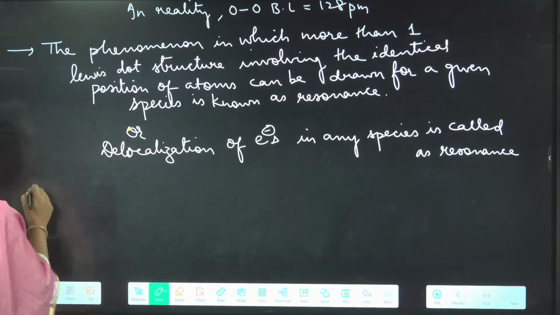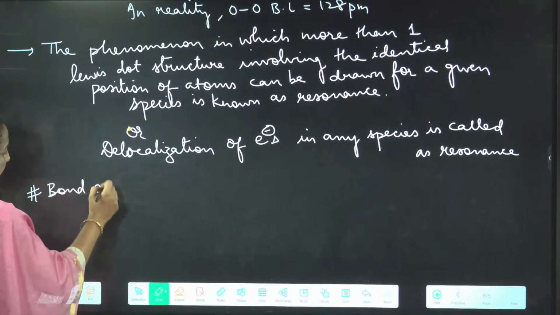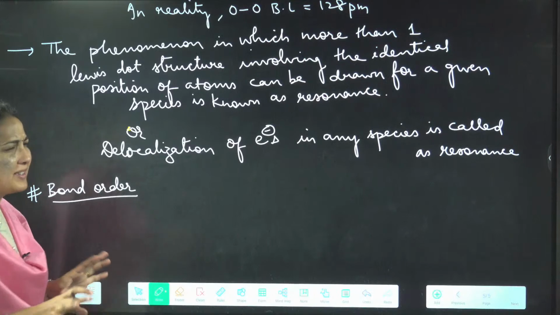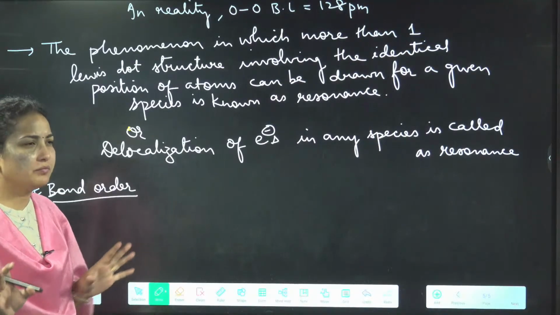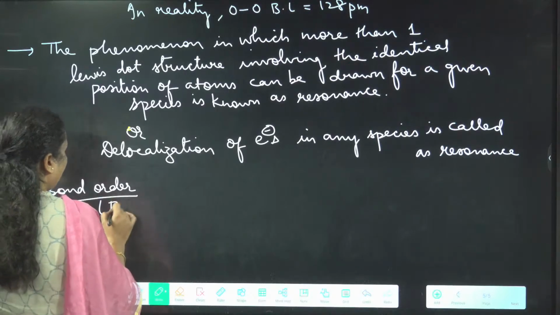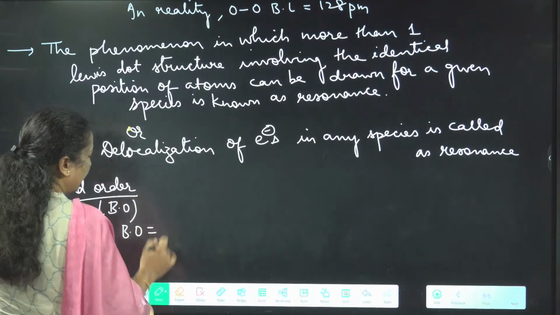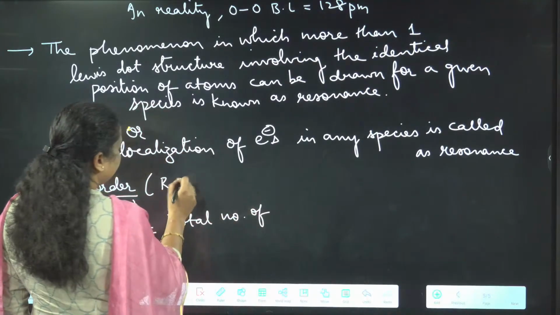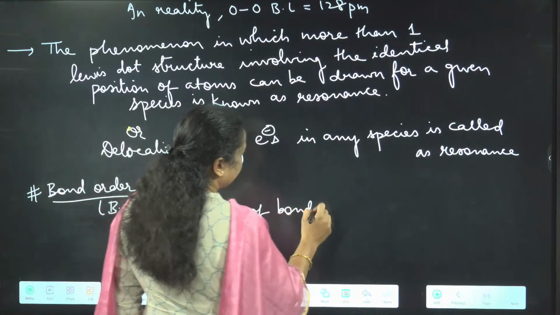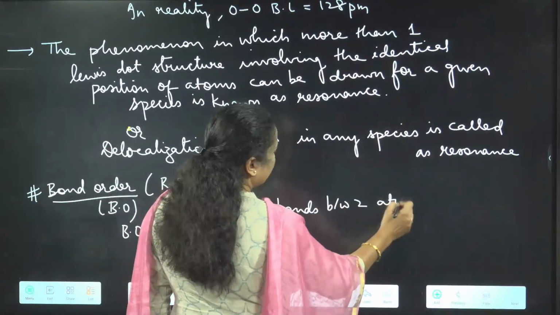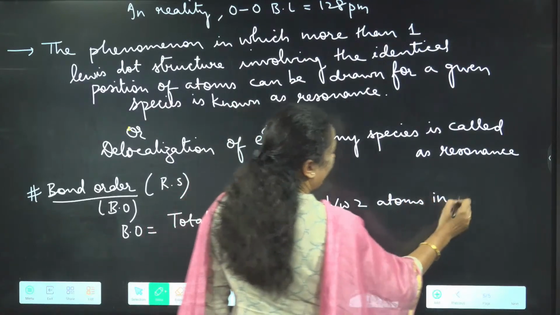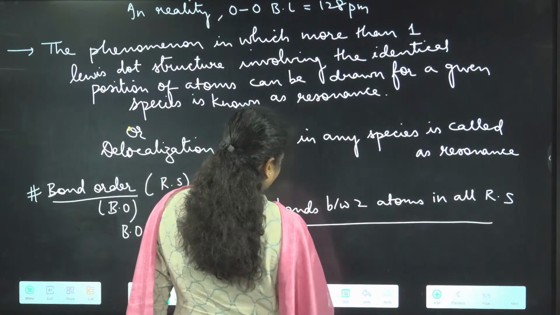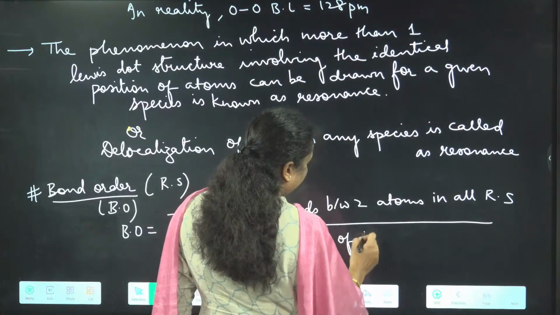Here itself in the resonance phenomenon, they can ask you to find out the bond order. Normally bond order just represents the number of bonds which are present between two atoms. Now here, if you want to find out the bond order in case of the resonating structures, you just have to see, we are finding in RS, okay? Total number of bonds between two atoms in all resonating structures upon total number of RS.